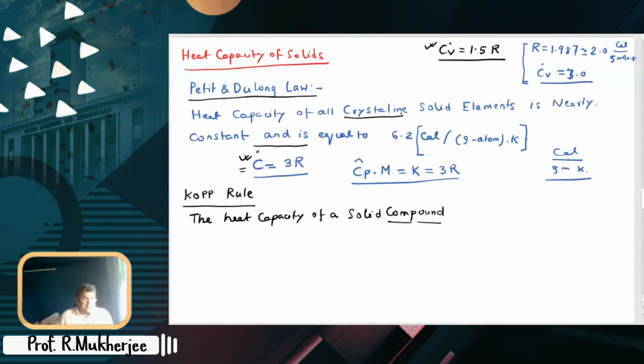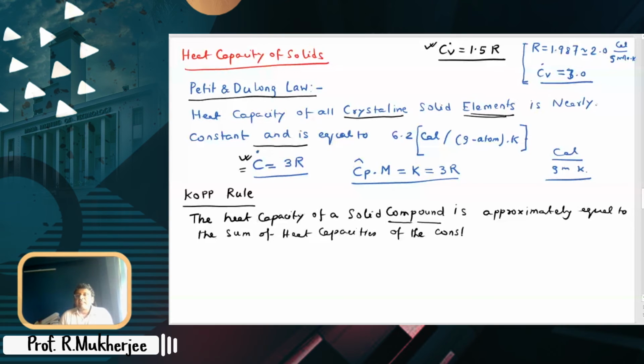The heat capacity of a compound is approximately equal to the sum of heat capacities of the constituent elements, right? So this is what it means. What it means, how to execute.